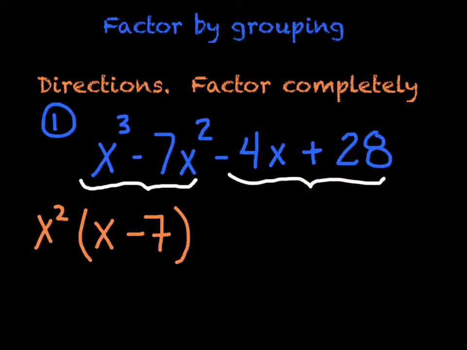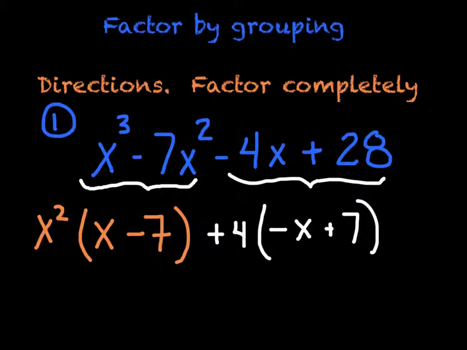Now, here's the trick, guys. You could either pull out a positive 4 or a negative 4. Let's say we pull out a positive 4. All right, and you have to put a plus sign if you pull out a positive 4. If I pull out a positive 4, I'm left with a negative x and a plus 7.